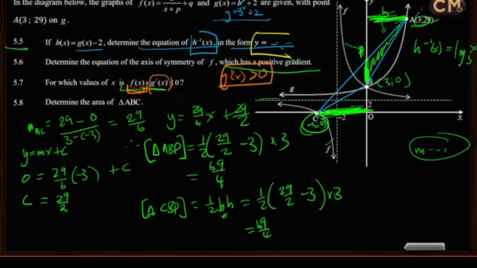And if we add them up, therefore the area of triangle ABC is equal to 69/4 plus 69/4, and that's just equal to 69/2 units squared.